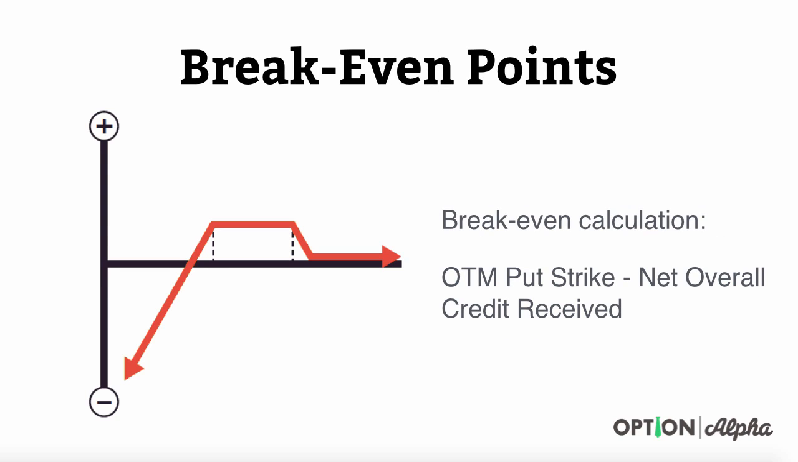As far as break-even points, the calculation is pretty simple in these strategies. You take the out-of-the-money put strike that you sold. Remember, that's that naked put well below the market. And you subtract your net overall credit received from the trade. And so you'll subtract that out, and that gives you your new break-even point to the lower side. Again, assuming that you take in an overall credit on this trade and have no risk to the upside.